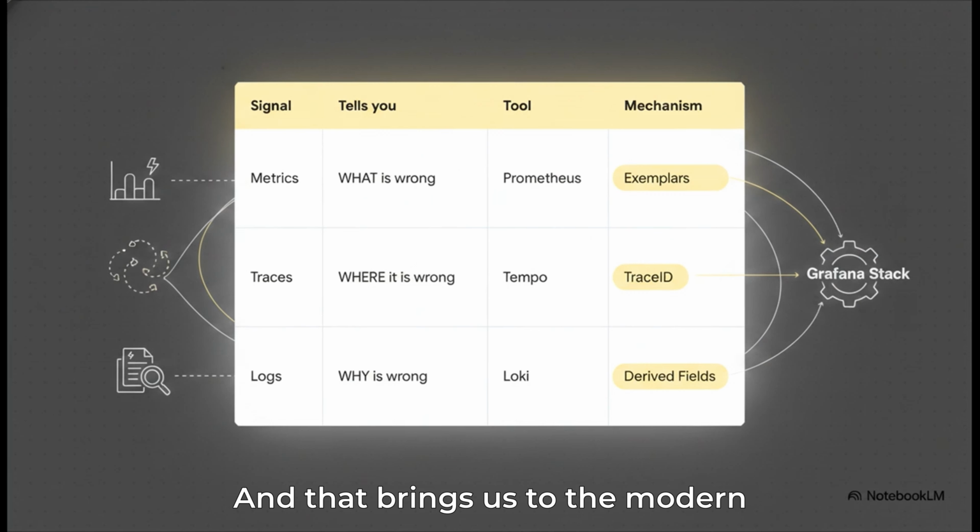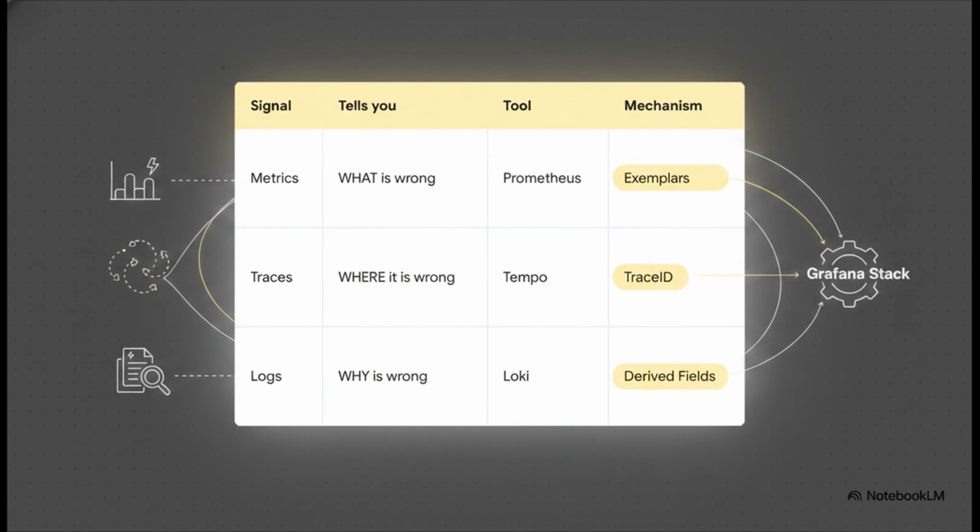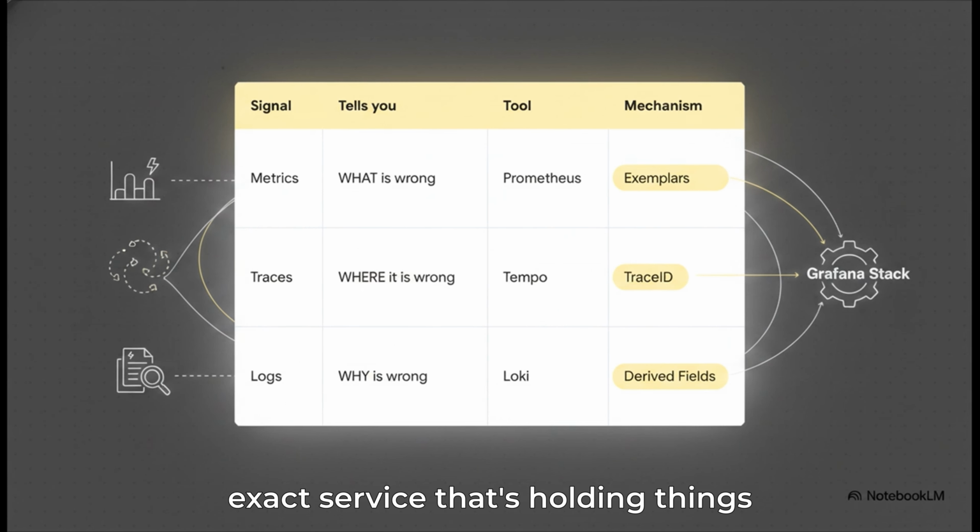And that brings us to the modern observability triad. These 3 pillars really are the foundation of understanding your system. You've got metrics, which tell you what is wrong, like Prometheus showing a massive latency spike. Then you have traces, which show you where it's wrong. That's Tempo pinpointing the exact service that's holding things up. And finally, logs reveal why it's wrong, with Loki giving you the actual error message.